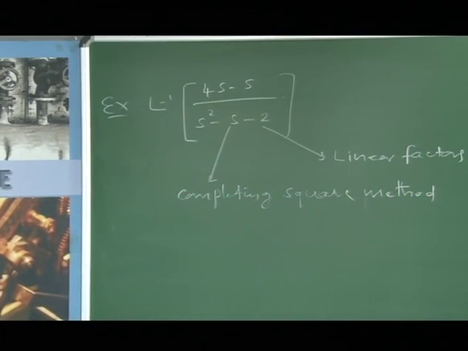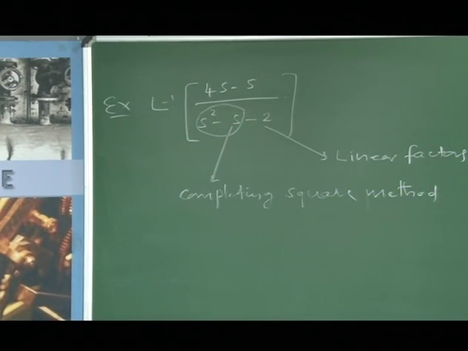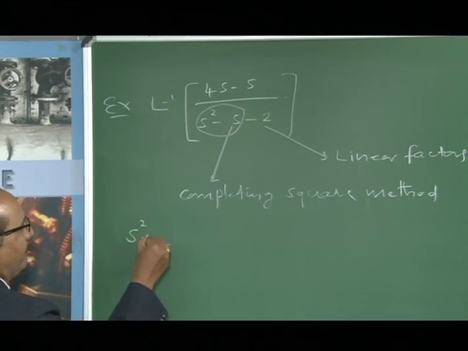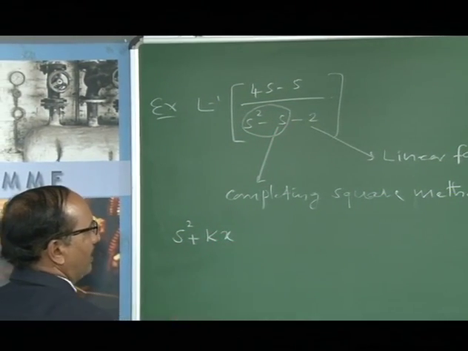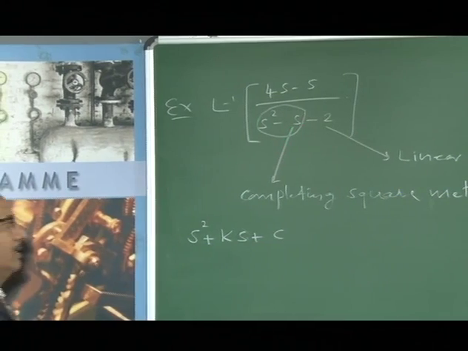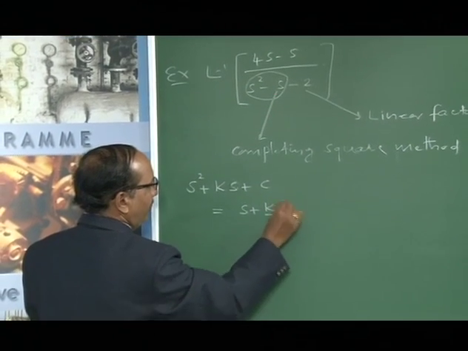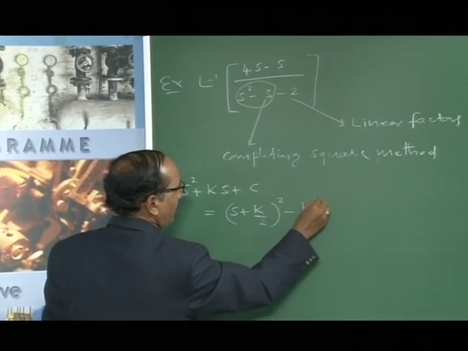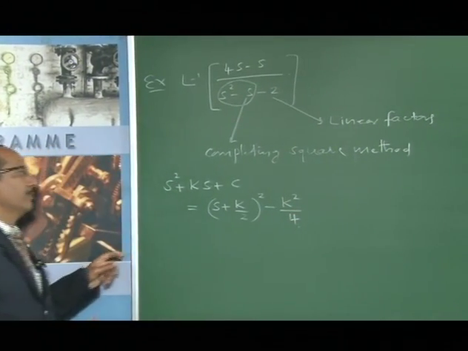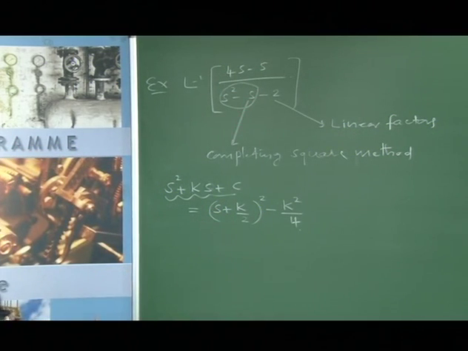The completing square method is: in the denominator, using the first two terms of the quadratic expression, you make it a square term. So, you can refer to this formula: any quadratic s square plus k into s plus c, where k and c are constants. If this is a quadratic term, we can use the formula s plus k by 2 whole square minus k square by 4. So, for any problem, if you have a quadratic factor in the denominator, whether the linear factors are available or not, you can always try the completing square method.